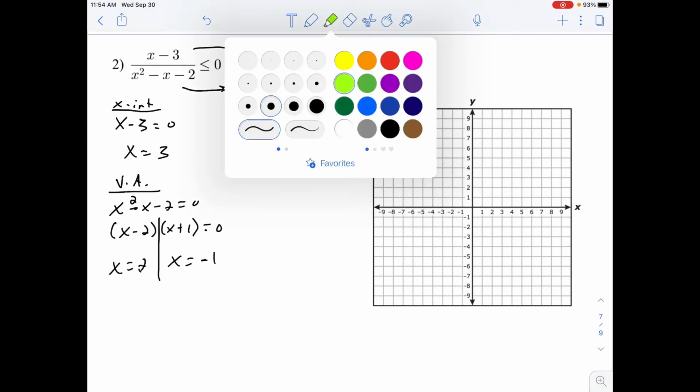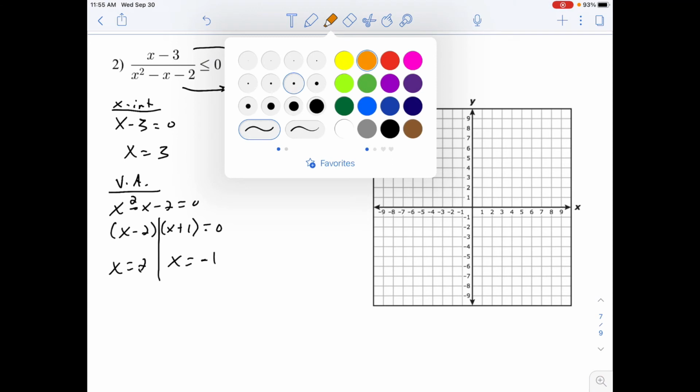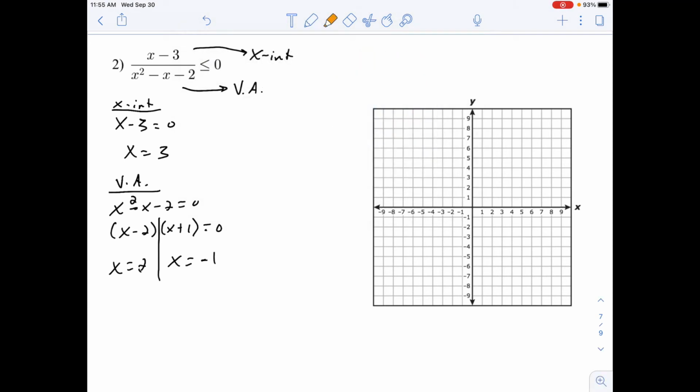So let me go back and switch and get my highlighter for the vertical asymptotes. So we have vertical asymptote at negative 1. See how straight I can get that. 1, and then at 2. See how we get that one. Pretty close. It's close enough. And then it crosses at 3. Right here.